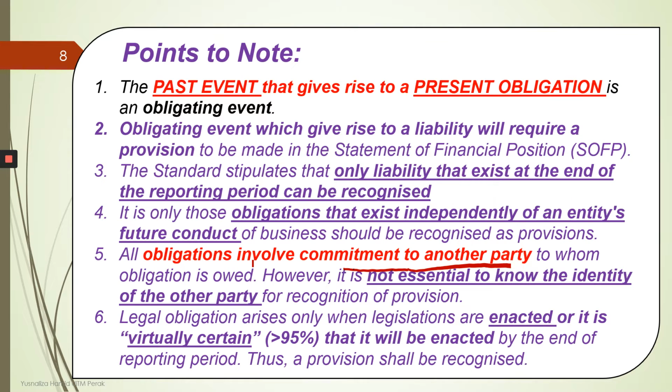And obligation normally will involve commitment to another party. However, it's not necessary for a company to know the identity of each and every party affected. It's enough to know that there are parties affected. Legal obligations are normally those legislations that have been enacted, or it is virtually certain that they will be enacted by the end of the reporting period. So, the ones that have been enacted, the laws, the act.